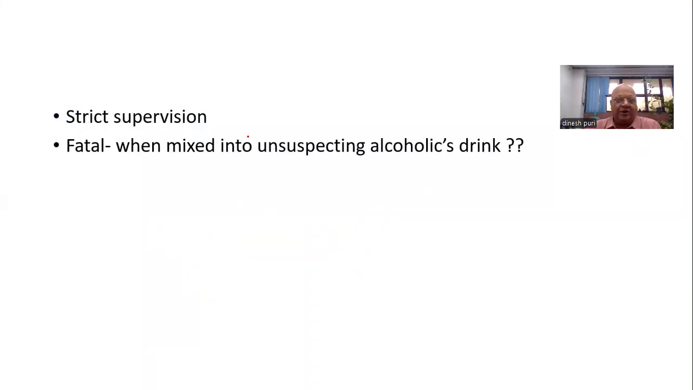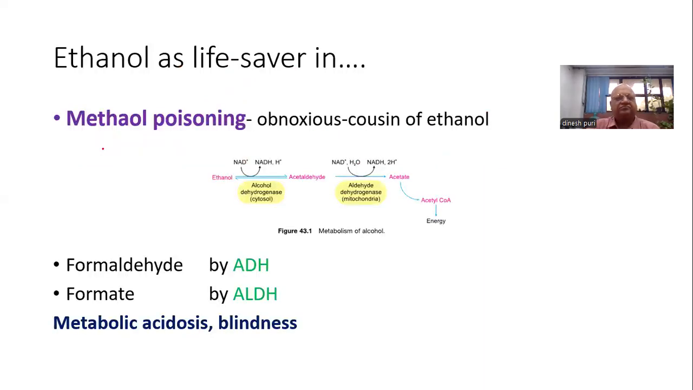But as we saw, the oriental flush response can be fatal also. So the drug has to be given under strict medical supervision. Now a question: when mixed into an unsuspecting alcoholic's drink, the alcoholic may die also. It can be fatal. Why? Because of uncontrolled oriental flush response brought about by accumulation of acetaldehyde.